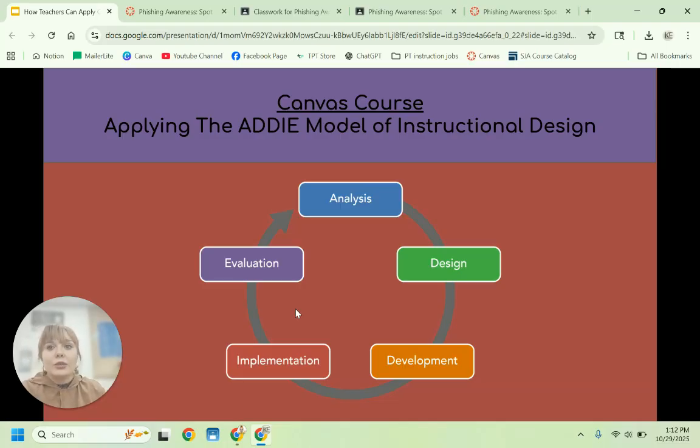Using ADDIE here ensures that the course isn't just a self-paced version of the lesson that I created for kids. It's designed intentionally for adult learners, and it balances structure, relevance, and autonomy.